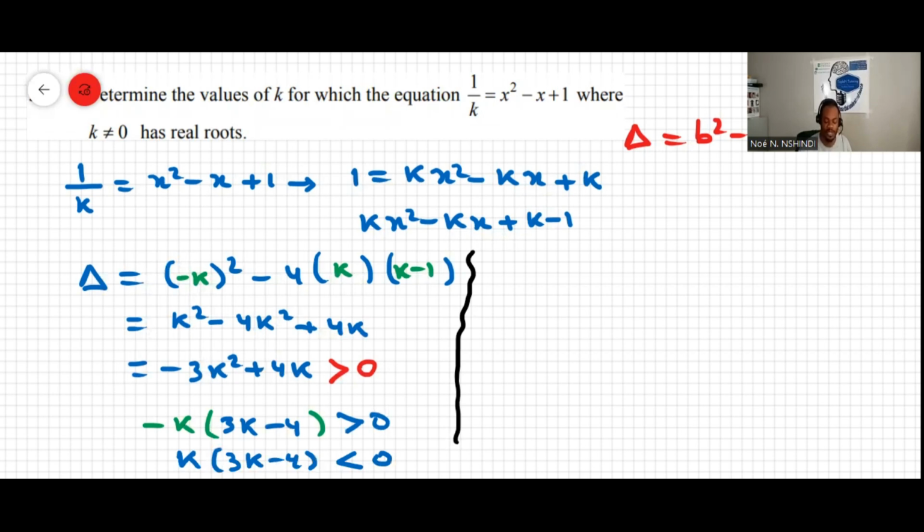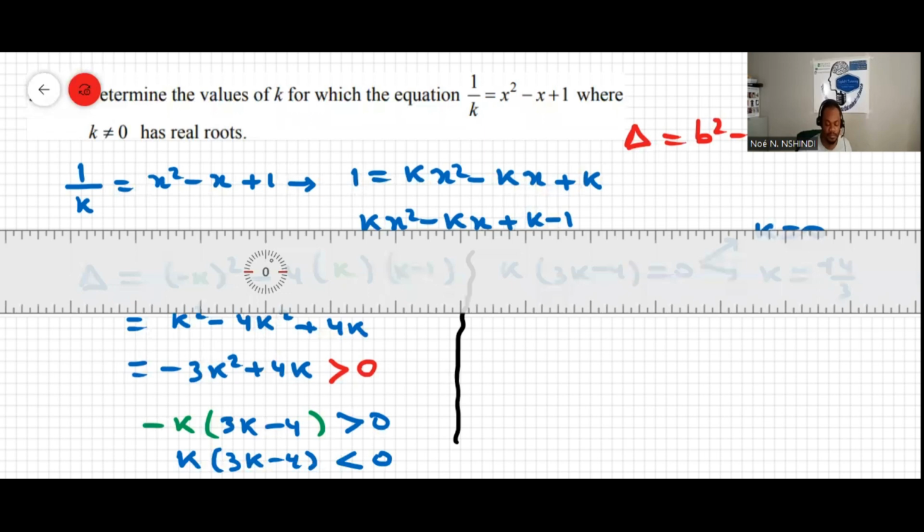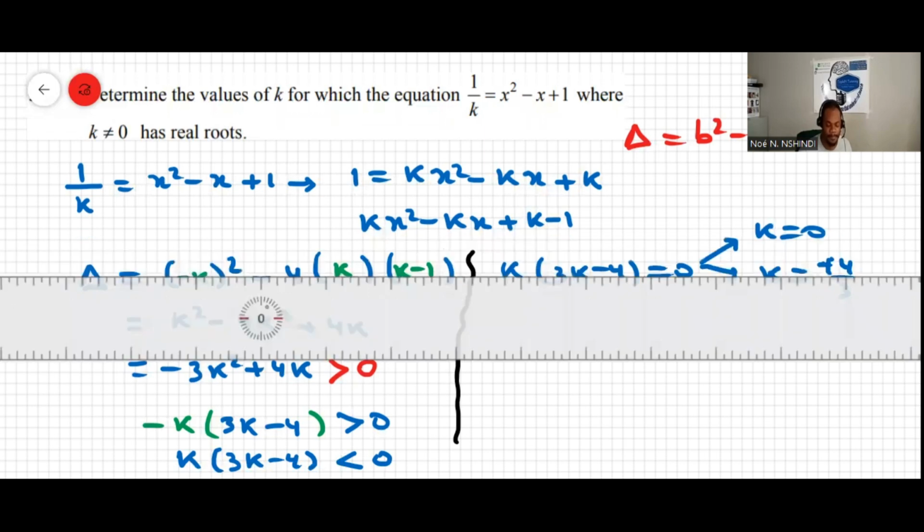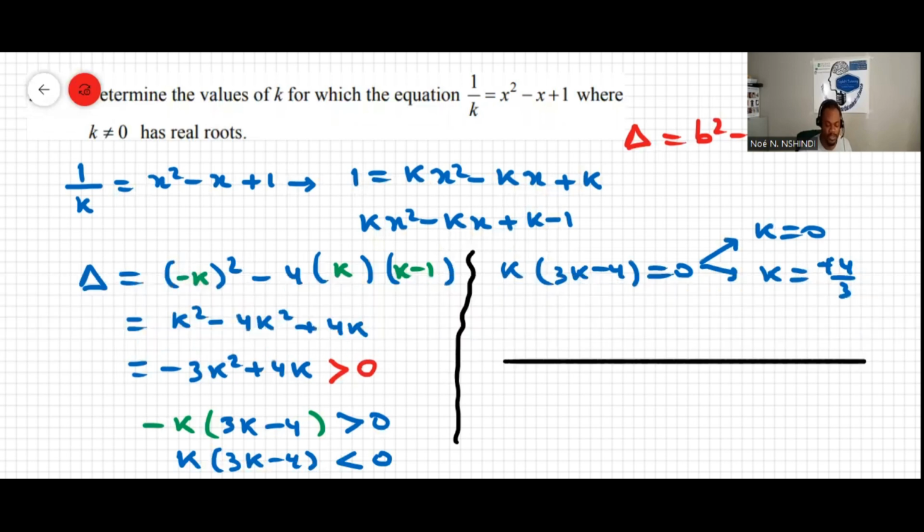The critical values here are 0 and 4/3. The critical values are the values that make the expression 0. To find the critical values, I'm gonna say k(3k minus 4) equals 0. This means k is 0 or k equal to 4/3. Those are the critical values. Now I'm gonna draw the number line and place in the critical values there. So the critical values are 0 and 4/3.